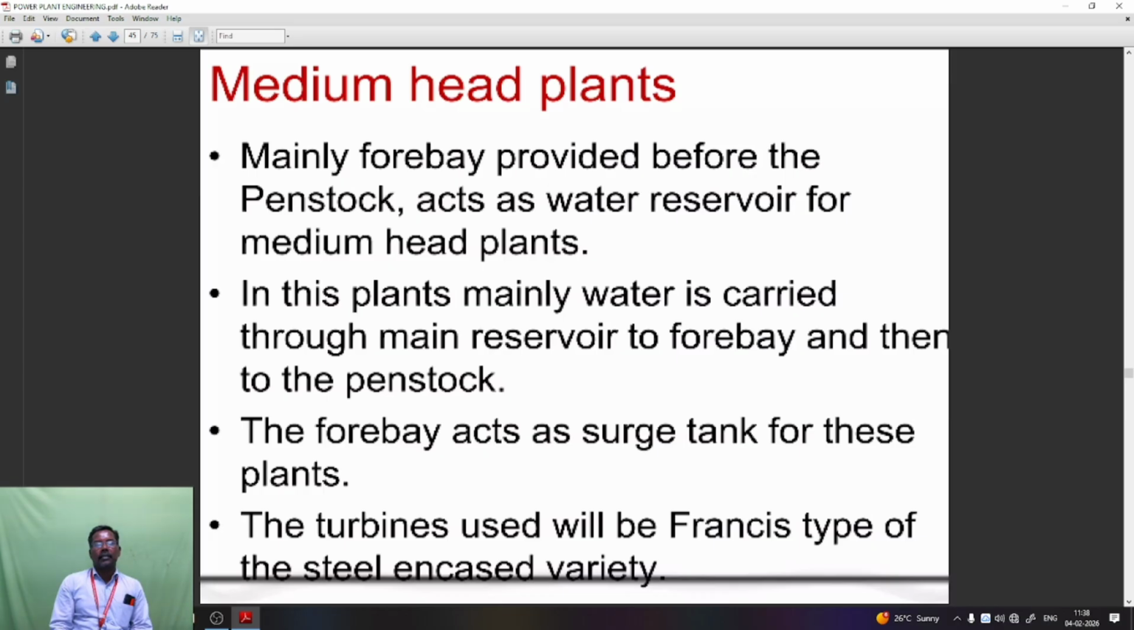Medium head plants. The forebay provided before the penstock acts as a water reservoir for medium head plants. In these plants, water is carried from the main reservoir to the forebay and then to the penstock. The forebay acts as a surge tank for these plants. The turbines used will be Francis type of the steel encased variety.